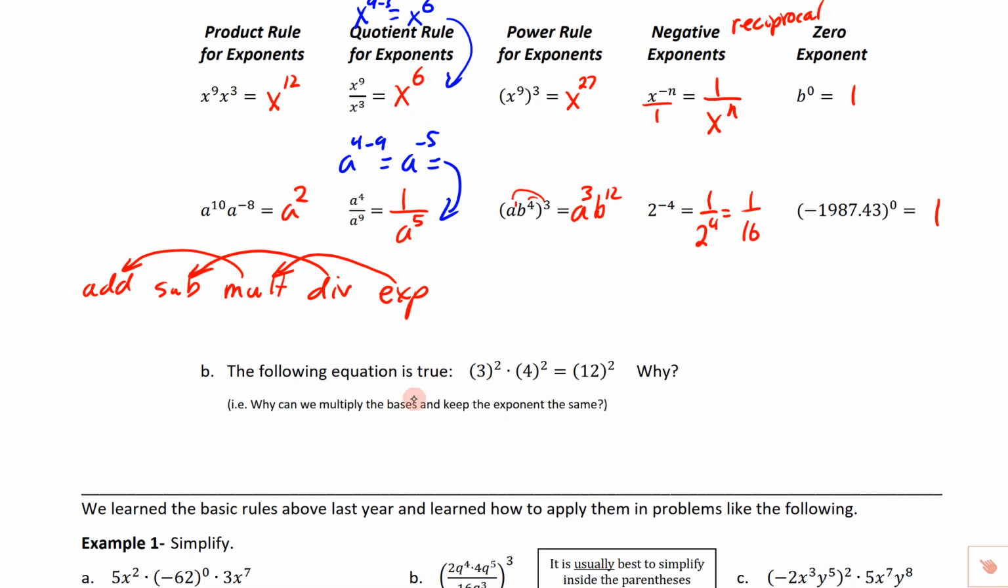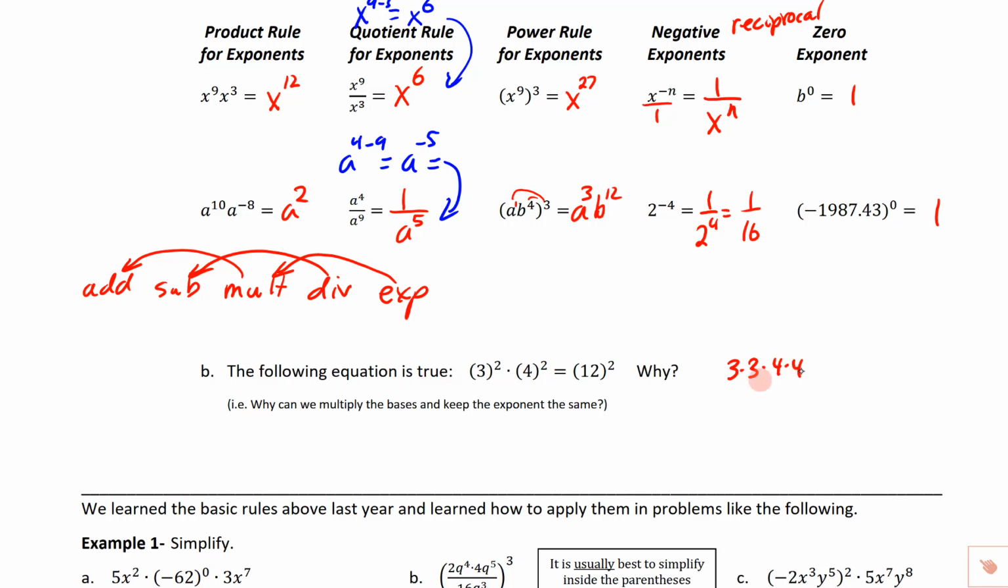On part B, it says the following equation is true, but why is it true? So we've got 3 squared times 4 squared, and we write that as 12 squared. So why can we multiply the bases together and then keep the exponents the same? Well, there are lots of reasons for this, and the more we know, the better. So let's write down what each one of these mean. 3 squared means 3 times 3. Then we've got times 4 squared, which means 4 times 4.